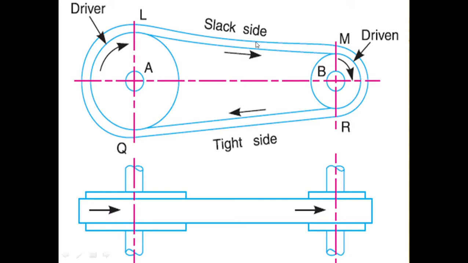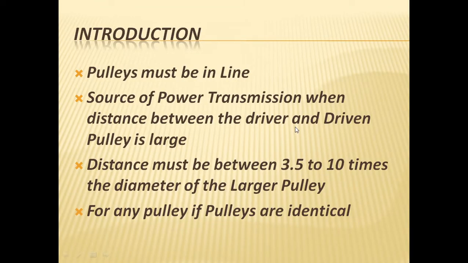The slack side must be the upper side. Otherwise, if the slack side is the lower side, then the arc of contact will decrease. If we make the slack side the upper side, then the arc of contact between the smaller pulley and the belt increases. The pulleys of the driver and the driven shafts must be in line. If they are not in line, we cannot achieve our objective efficiently.